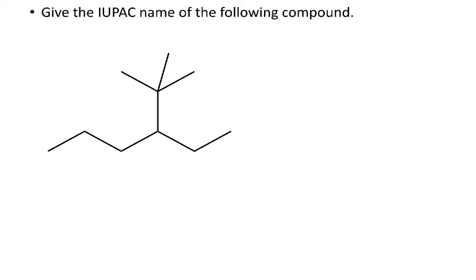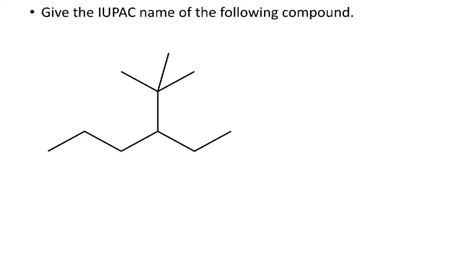All right, so we want to find the longest chain again. I think I have a 1, 2, 3, 4, 5, 6, and I have a 1, 2, 3, 4, 5, 6, or I could go off on either of those sides. I still get a 6.